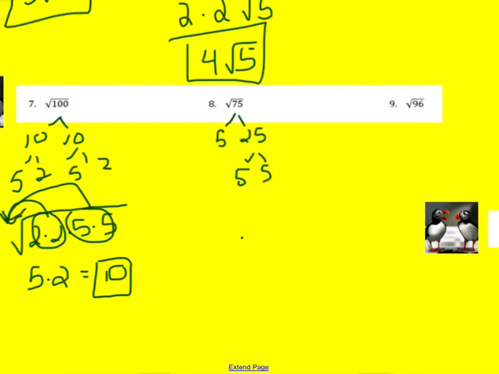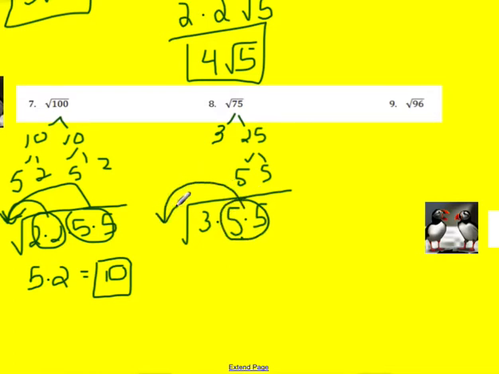So oops, I'm sorry, not 5. This should be a 3. Okay, so we have 3, and then 25 breaks into 5 and 5. So underneath my radical, I have 3 times 5 times 5. So then I have a pair of 5s. So I can take that pair of 5s out to the outside. So the pair of 5s I bring out to the outside, and then what's left over underneath my radical that doesn't have a partner stays underneath the radical. So I end up getting 5 square root of 3.